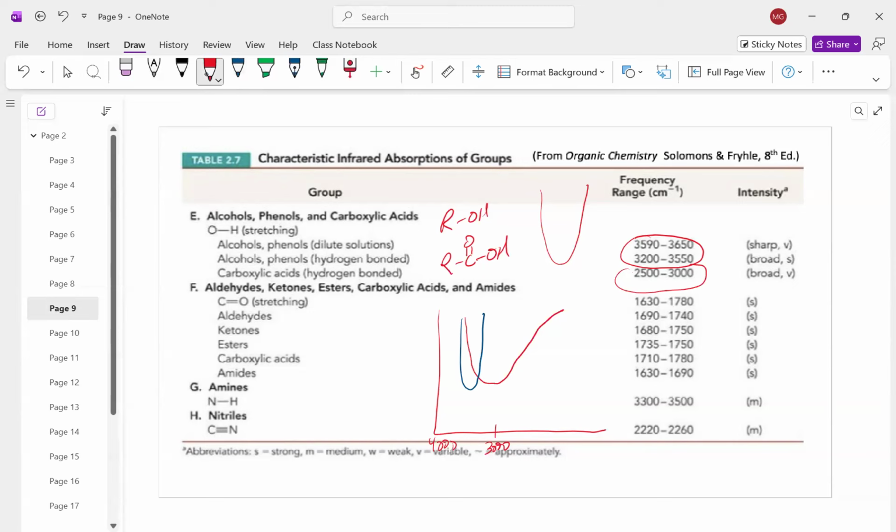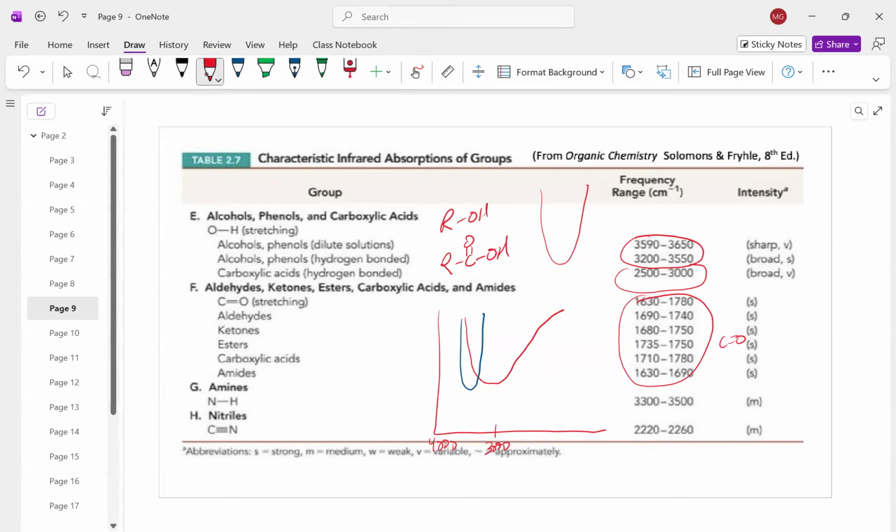Now, another set to memorize are carbon-oxygen double bonds. So all of those represent carbon-oxygen double bonds. And you can see there's a lot of overlap there. So how do I tell the difference between, say, a carboxylic acid and a ketone? Because there's some overlap.